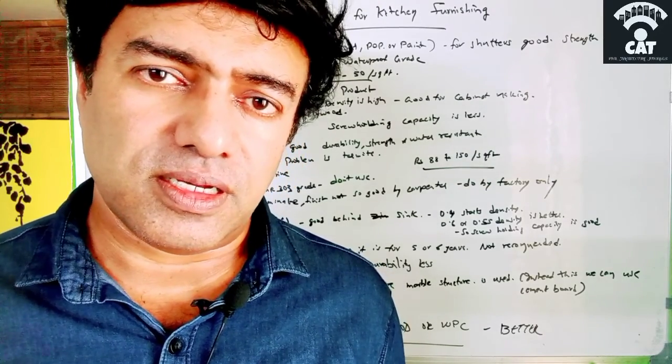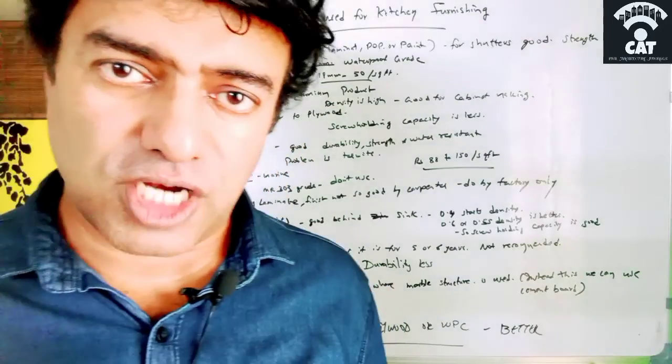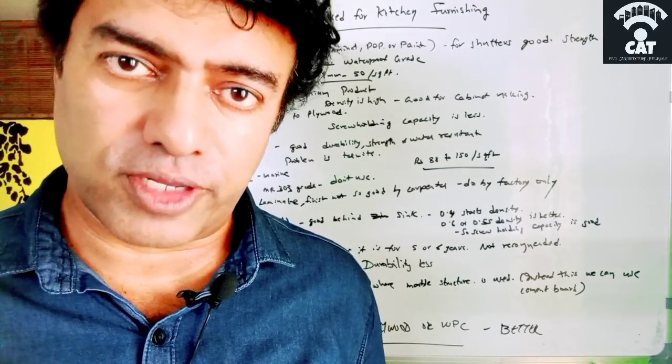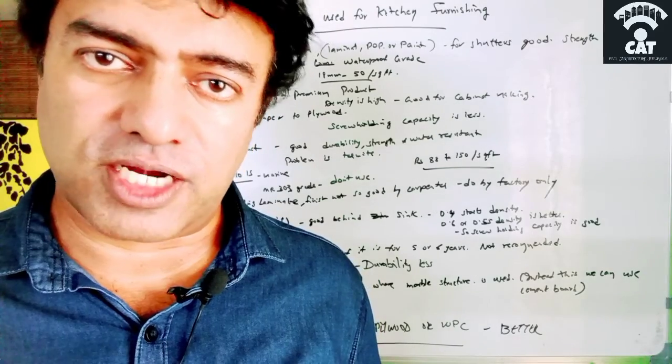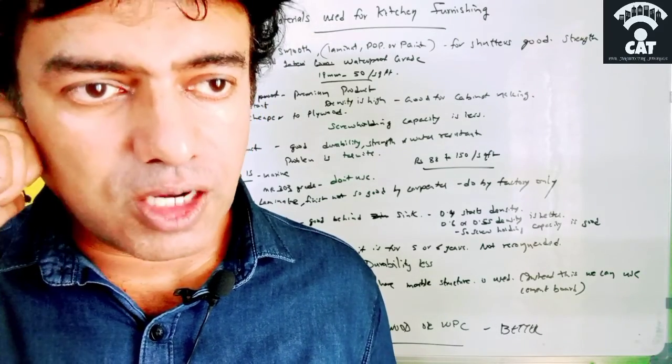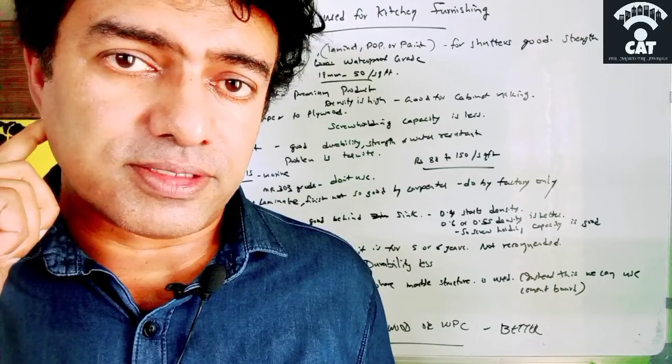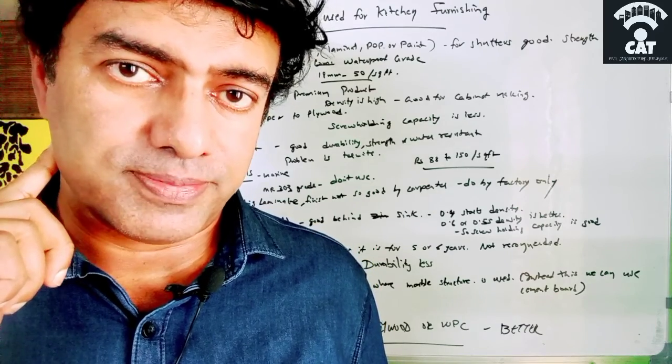It is good for shutter making only, and it is not good for cabinet making, because since the density is very less, always go for shutter making. It is good, and the price is around, for 18 mm, it is around 50 rupees per square feet.